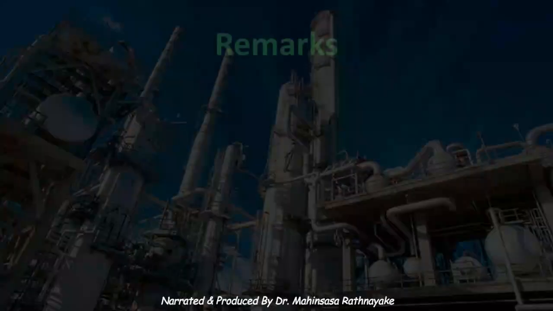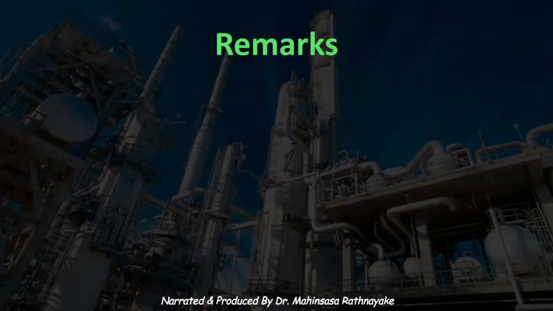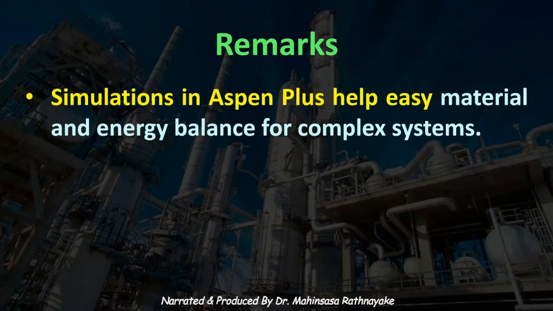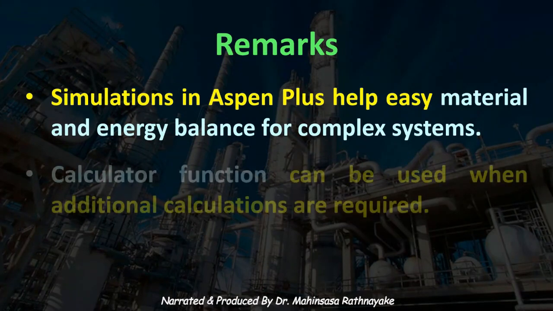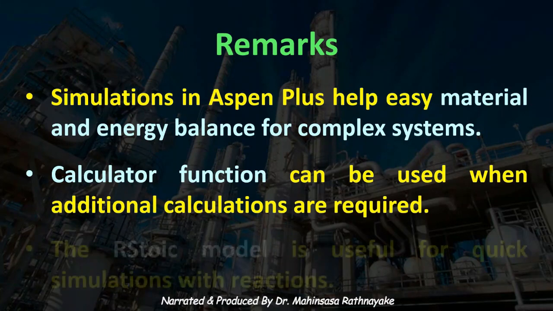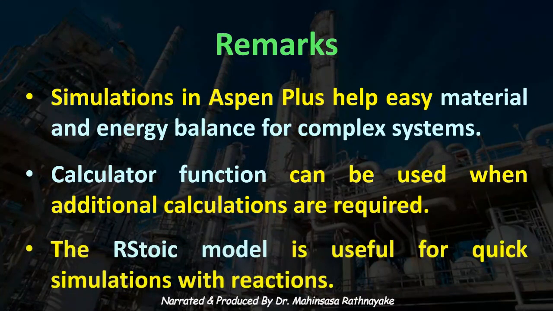As a summary, what we learned in this lesson are as follows. Simulations in Aspen Plus help easy material and energy balance for complex systems. Calculator function can be used when additional calculations are required. The R-Stoic model is useful for quick simulations of reactors with fractional conversion.